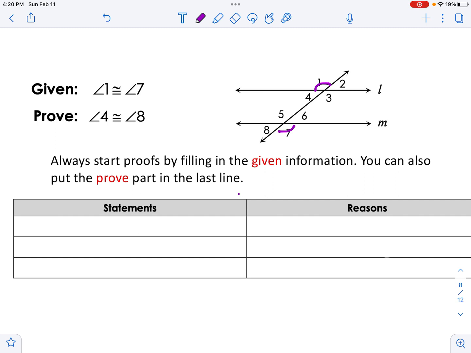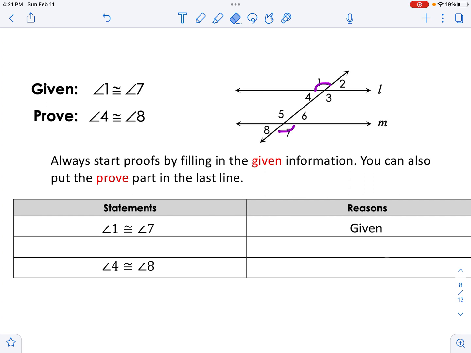So the very first thing that we are told is that 1 and 7, those angles, are congruent. So in this first statement, we're going to say angle 1 is congruent to angle 7. And our reason, and you'll use this one a lot: the very first information that you're given, the reason is we were given that information. So you're just going to write given there. So we already have a third of our proof done. The thing that you're trying to prove should always go as your last line. We are trying to prove 4 is congruent to 8. So I like to write that down there at the bottom right away.